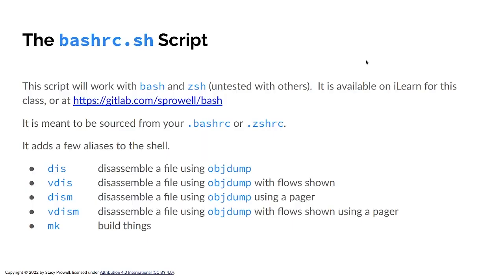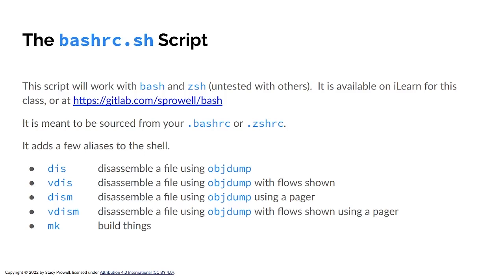Let's talk again about some tools, and let's talk about the bashrc.sh script that's available to you from the class page. You can find this in the extras section of the content on iLearn, along with some information about it. If you go to the GitLab page for it, there may be some more stuff there, although what's there may have changed. It's undergone some changes since it was distributed to the class, so I'd go with what you get off of the iLearn page.